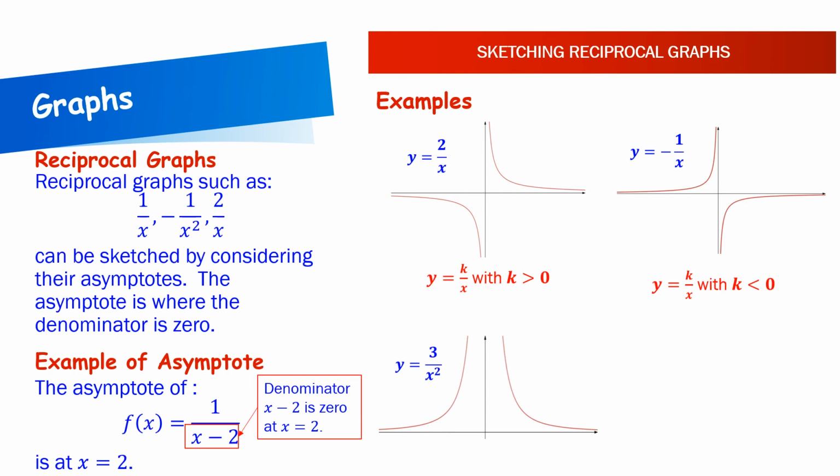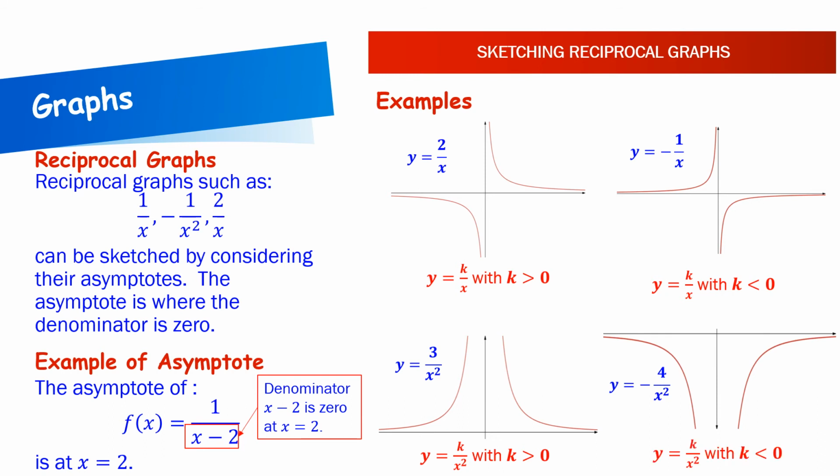Y equals 3 over x squared has a positive y throughout. And similarly, y equals k over x squared with k greater than 0 will have a similar shape. And here's y equals minus 4 over x squared, and y equals k over x squared with k less than 0 will have a similar shape.